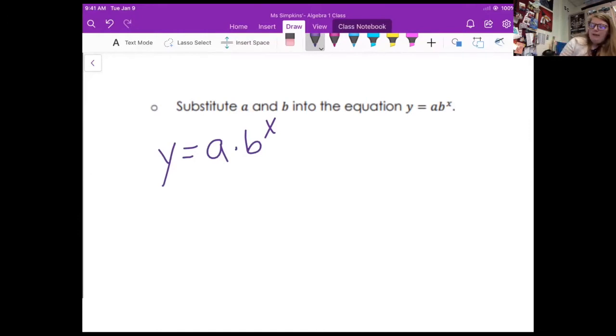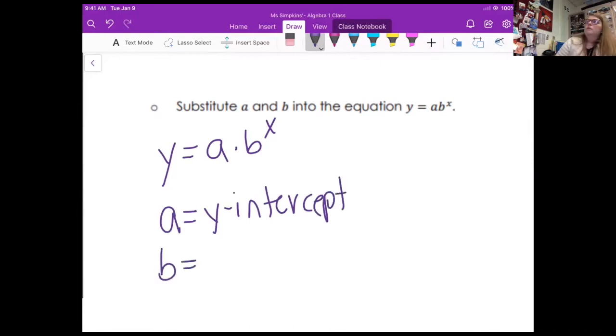Well, what's the A value? The A value is always going to be your Y-intercept. Your B value is going to be the common ratio. And what that is just what number are you multiplying by every time. So in this case, we were doubling. So that would be 2. If it were halving, it would be a half.